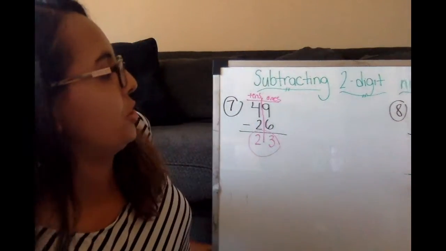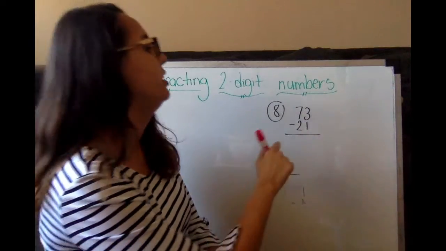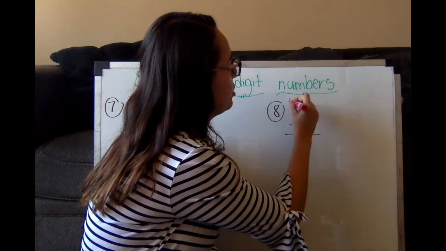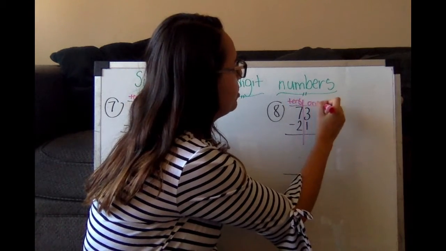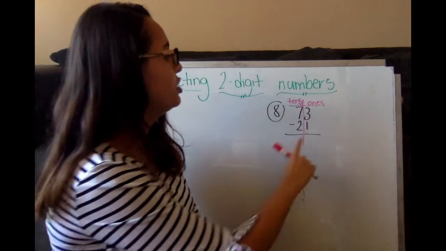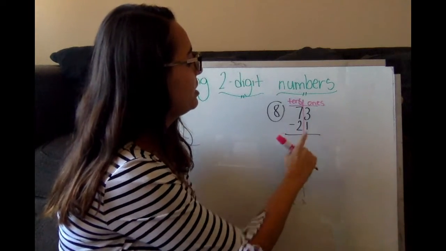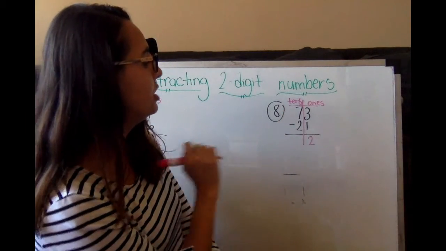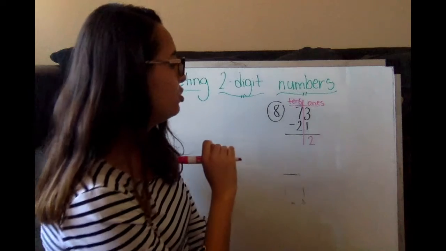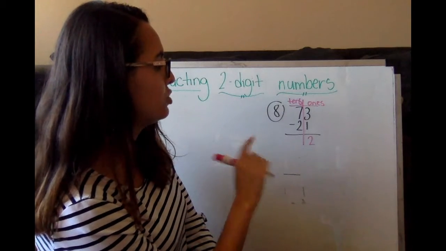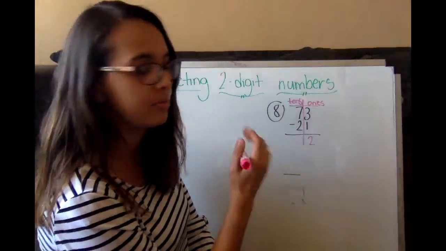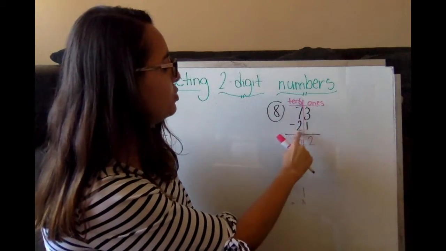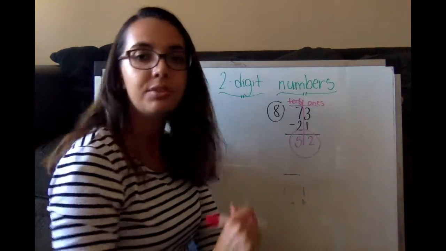Let's try with another harder one. Here we have 73 minus 21. Same thing, I'm going to divide it into my tens place value column and my ones place value column. So I start here in my ones, and I do 3 minus 1. I know that equals 2. And I move on to my tens place value column, and I see it's 7 minus 2, or you can also say 70 minus 20, and I know that equals 50 or 5. So the answer to 73 minus 21 equals 52.